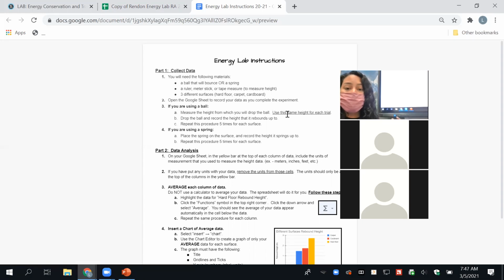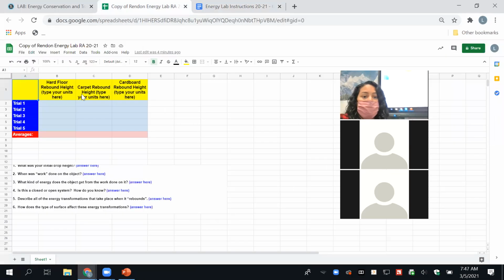And then you're going to repeat that 5 times for each surface. So basically there's 3 different surfaces that you're going to use: a hard floor, a carpet, and then a cardboard. And so each one has 5 trials. So basically you're collecting 15 data, or 15 rebound heights, okay?